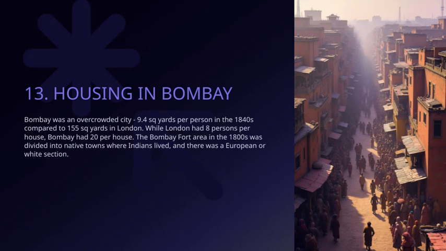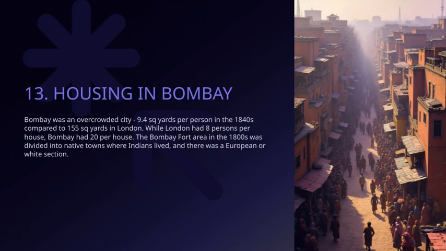Bombay was an overcrowded city during the 1800s, with just about 9.4 square yards of space per person. To put that in perspective, compare that to London, which had around 155 square yards per person at the same time. That's a huge difference, highlighting just how densely packed Bombay was.